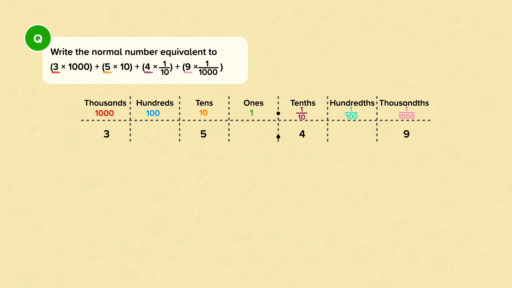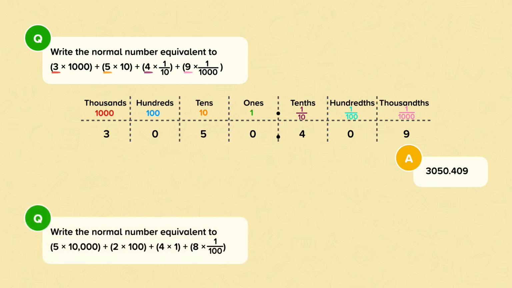We can see there are some gaps in this number, so we can fill them in with placeholder zeros. So our number, written in the standard way, is 3050.409. Here's one for you to try. Pause the video and have a go.